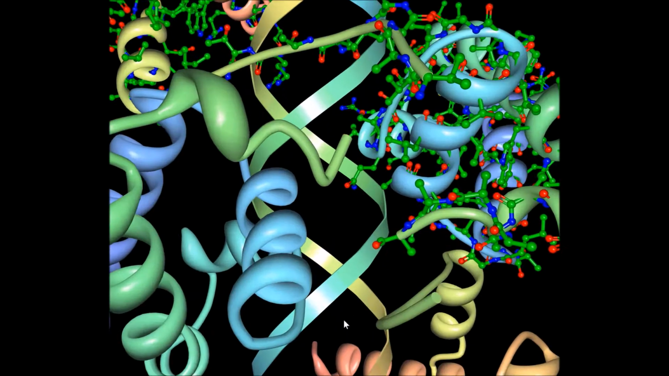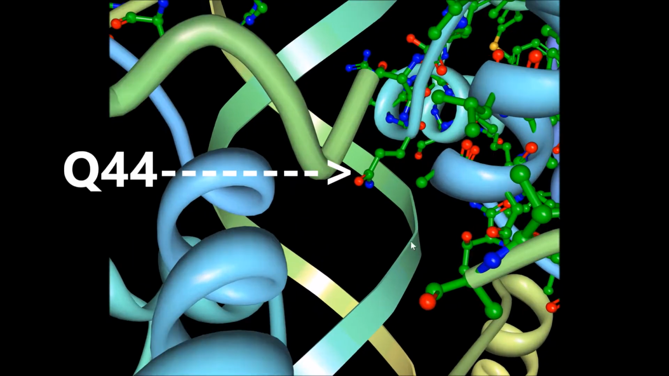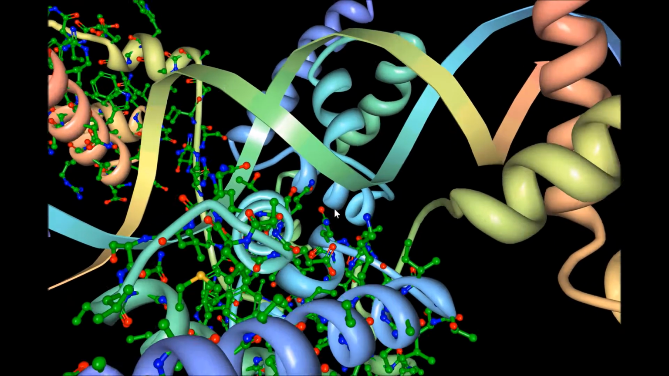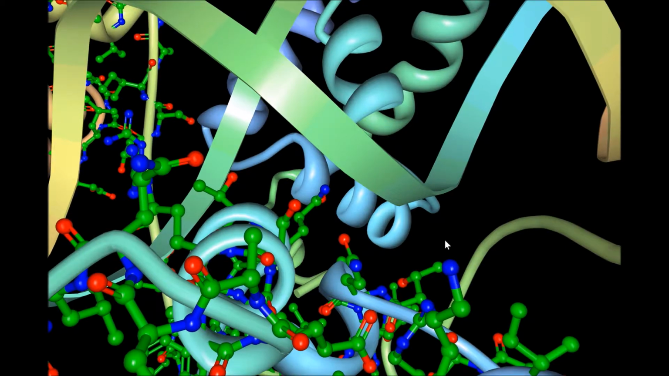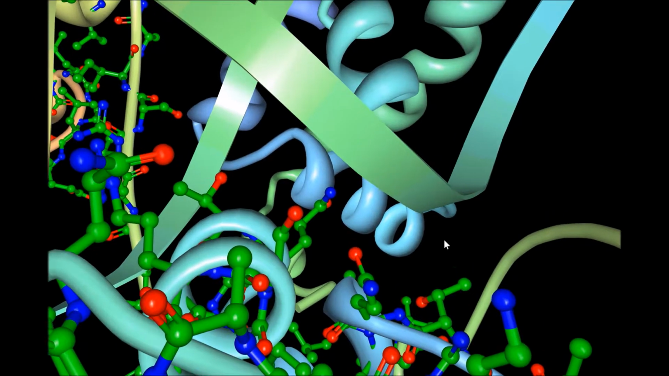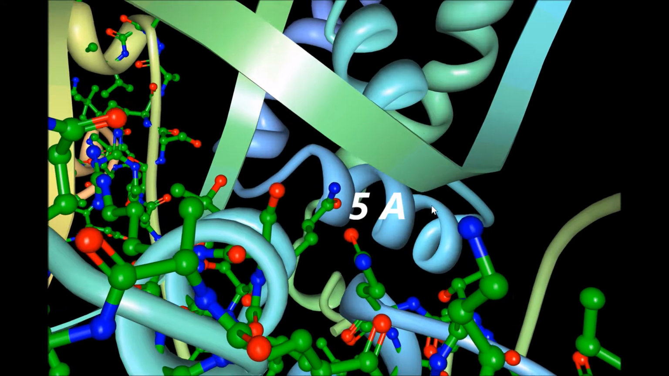Here, we zoom in on a specific protein residue, glutamine 44, which makes direct contact with the DNA helix. Here, we zoom in on another protein residue, glutamine 27. However, this time, the protein residue does not directly come in contact with the DNA, but rather resides around 5 angstroms away.